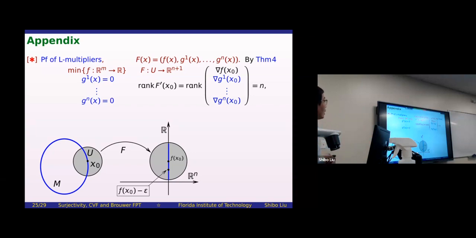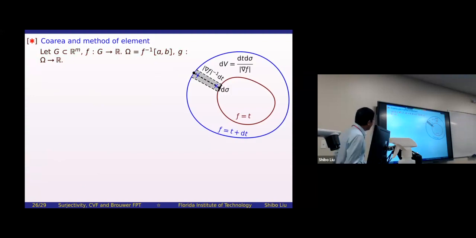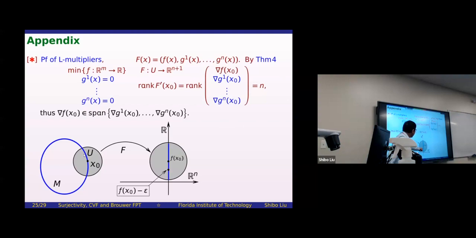In that case, x0 is not a critical point of capital F. Therefore, the image of x0 under capital F is an interior point of the range of capital F. Therefore, we can find a very small ball centered at this point, and a point whose first coordinate is slightly less than f(x0) and whose last n coordinates are 0 would be in the range of capital F. Therefore, the preimage of this point lies in the intersection of U and N. But the value of small f at that point is less than f(x0), which contradicts that x0 is a constrained minimizer of small f. Therefore, this completes the proof of the Lagrange multiplier theorem.